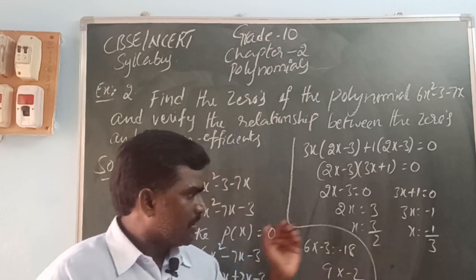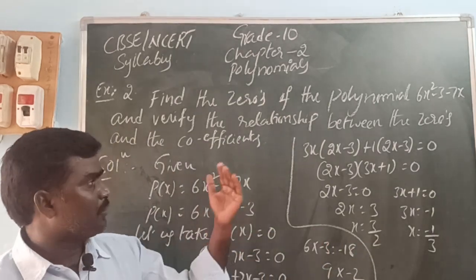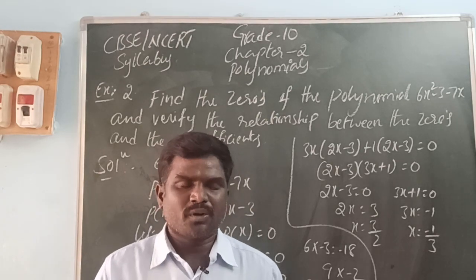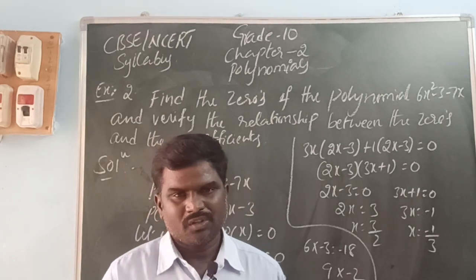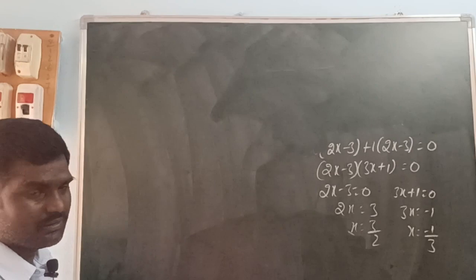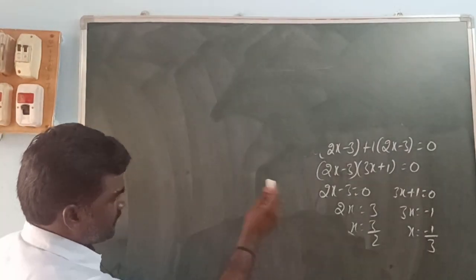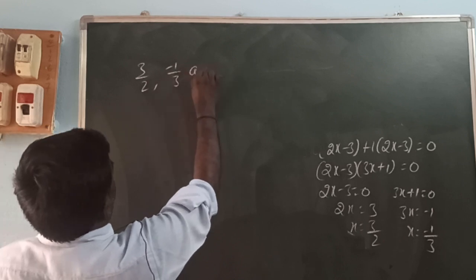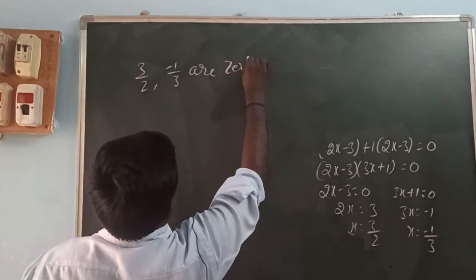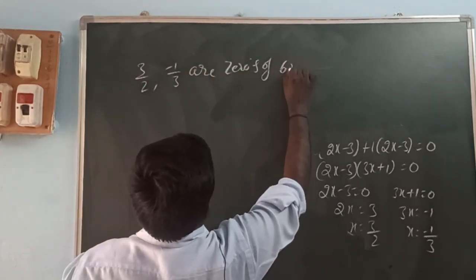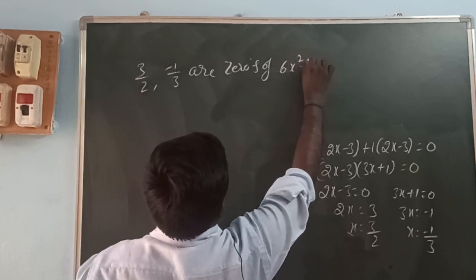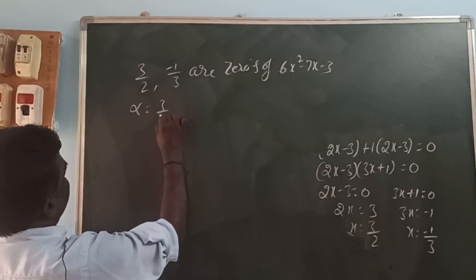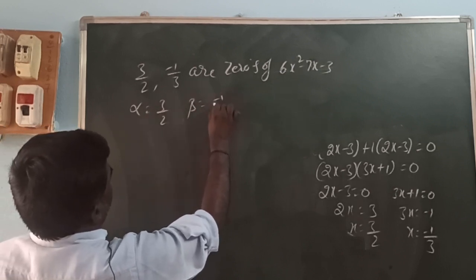So here, what is the relation between zeros and coefficients? Sum of the zeros is minus b by a. Product of zeros is c by a. Here x is equal to 3 by 2, x is equal to minus 1 by 3. 3 by 2 and minus 1 by 3 are zeros of 6x square minus 7x minus 3. So let us take alpha is equal to 3 by 2, beta is equal to minus 1 by 3.